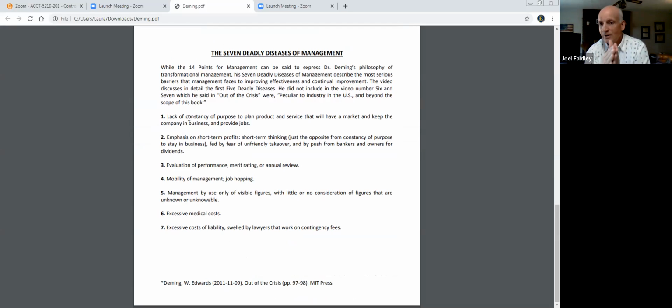Now, he's also got what's called the 7 deadly diseases. And this was written years ago. Again, this is from the book, Out of the Crisis. I would encourage you to get a copy of that and read it. It's not that thick. It's written very straightforward, as it should be. What are the 7 deadly diseases?